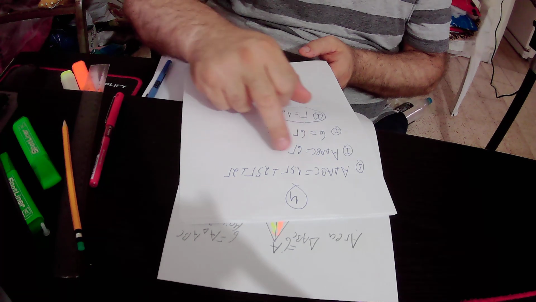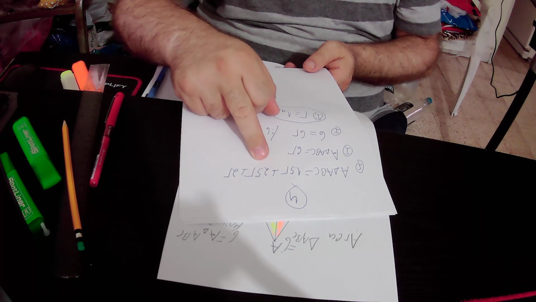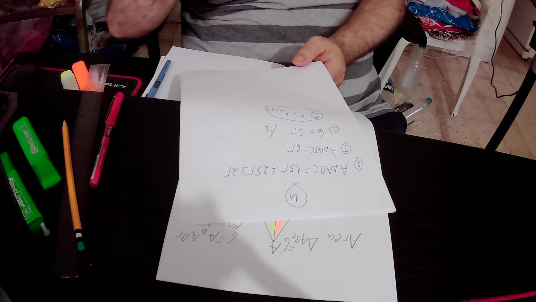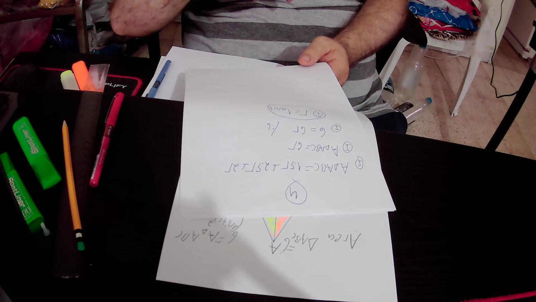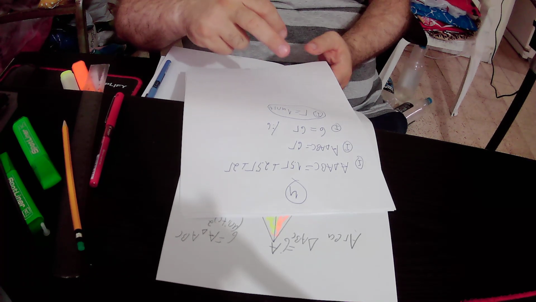Okay, so in total the area of triangle ABC will be equal to 1.5 plus 2.5 equals 4R. 4R plus 2R equals 6R. So the area of triangle ABC will be equal to 6 times the radius of the circle.